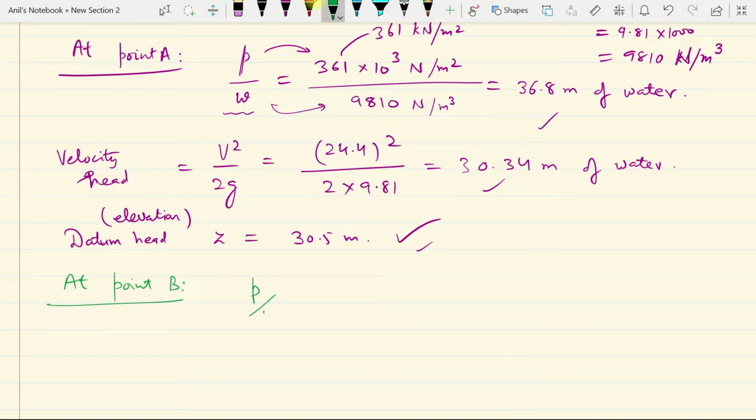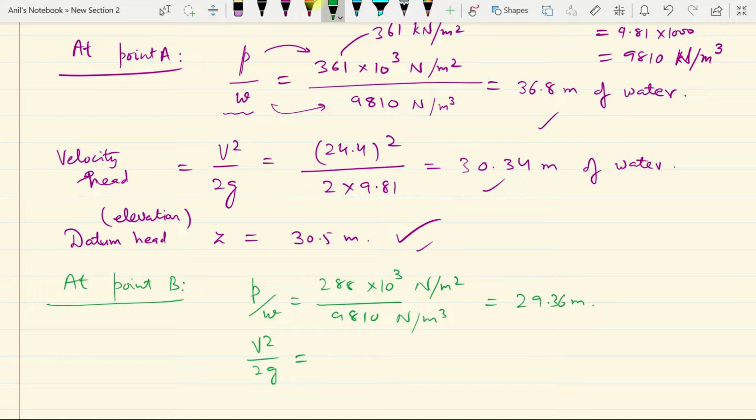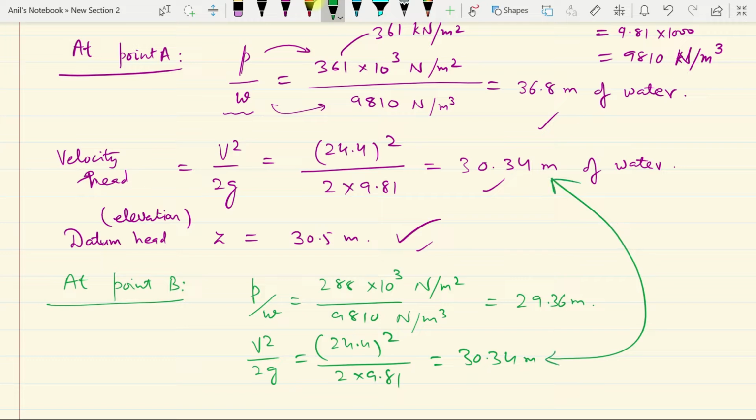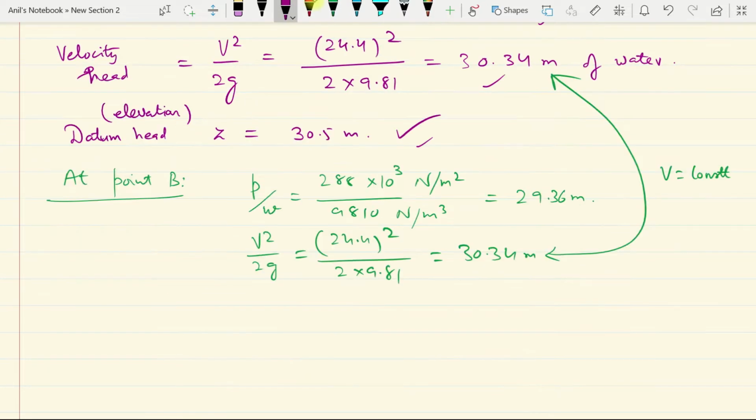Now at point B, we get these values. P by W: this time we have 288 into 10 power 3 newtons per meter square upon 9810 newton per meter cube. So we get it as 29.36 meters. And velocity head at B will be equal to V square by 2g, that is 24.4 square upon 2g. So this will be 30.34 meters. It is the same as at point A because velocity is constant. Now let us see what ZB is, that is datum head.